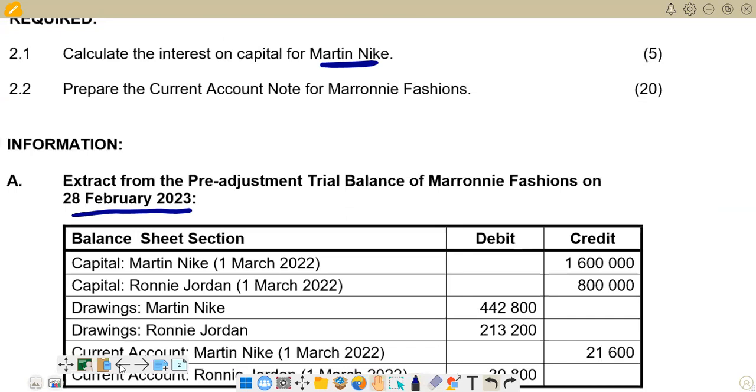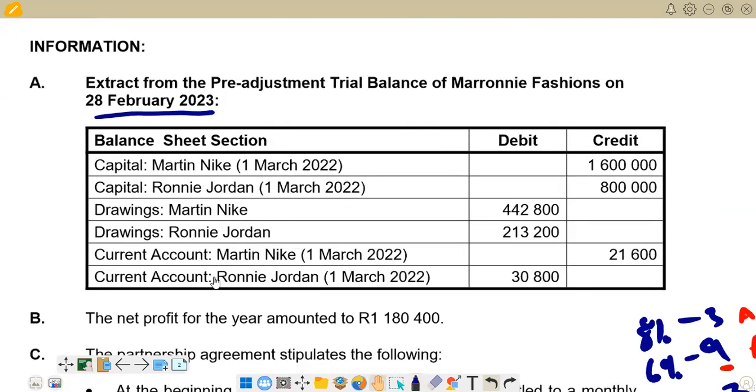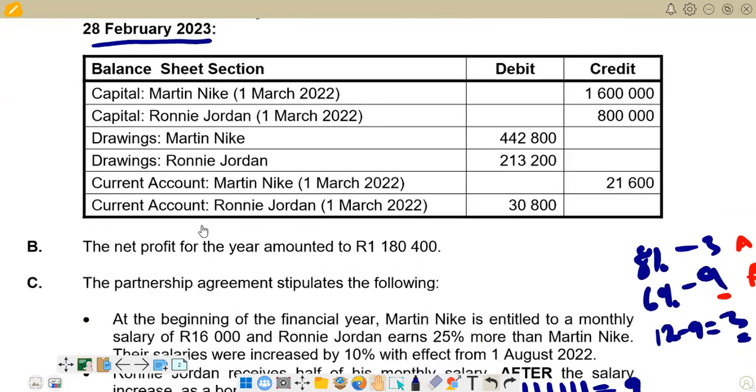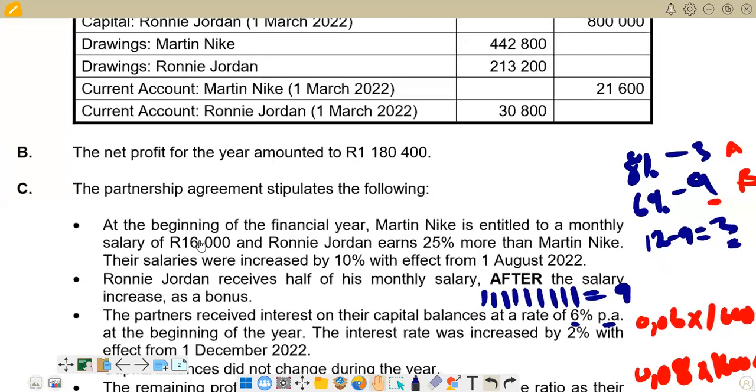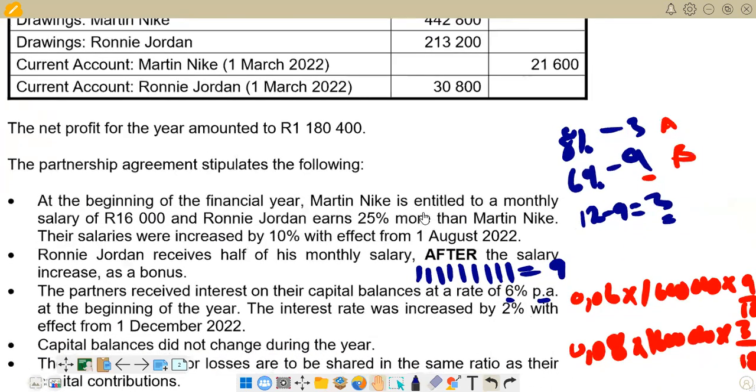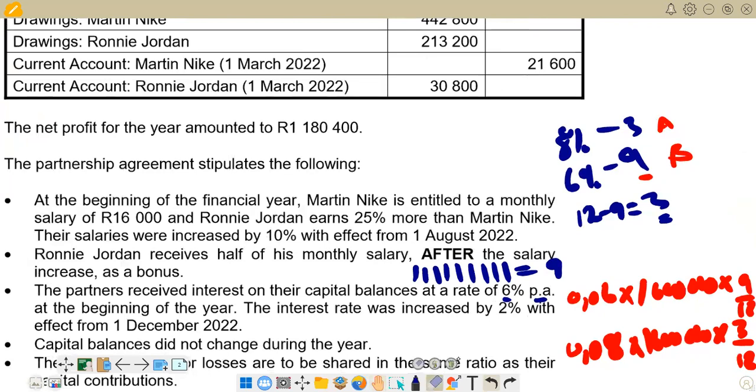So if you go back there, you would see that on salaries, I think we've gotten an explanation beneath that. We go to the first point saying at the beginning of the financial year, Martin Nike is entitled to a monthly salary of 16,000, and Ronnie Jordan earns 25% more than Martin Nike. Their salaries were increased by 10% with effect from 1 August 2022. So this is what we have in terms of the salaries. Let's try to see what we can apply there.